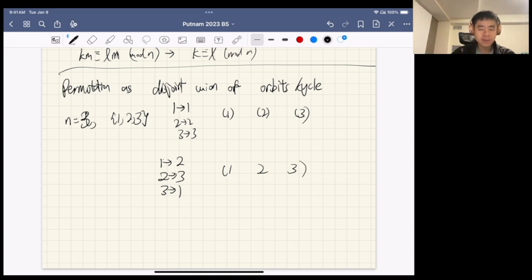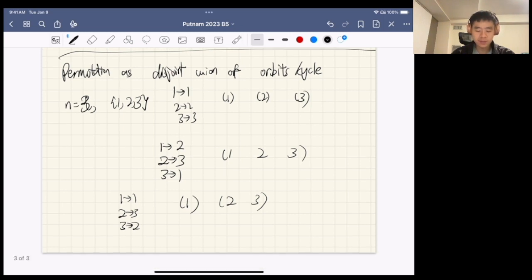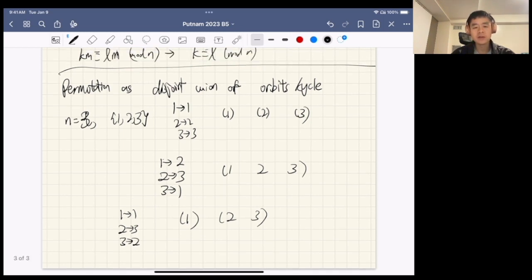And finally, what happens if 1 goes to 1, but 2 goes to 3 and 3 goes to 2? Then if you apply this permutation to 1, you just keep getting 1, whereas 2 and 3 just alternate between each other. So this is one cycle, 1, and then 2 and 3 form another cycle.